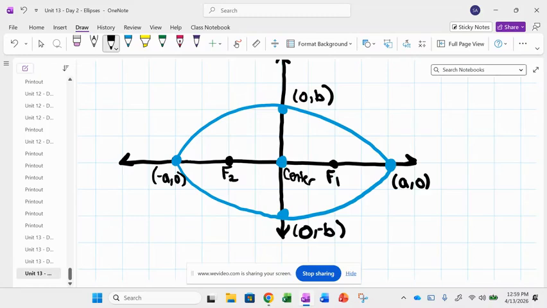Okay, now, based on what I told you before, it is saying any point on the ellipse to both foci. So the distance from any point to both foci. So I'm going to draw from 0, b to F2. So the distance from 0, b to F2 and from 0, b to F1. So this is distance 1 and this is distance 2. If I were to add those two distances together, d1 plus d2, that's going to equal 2a.